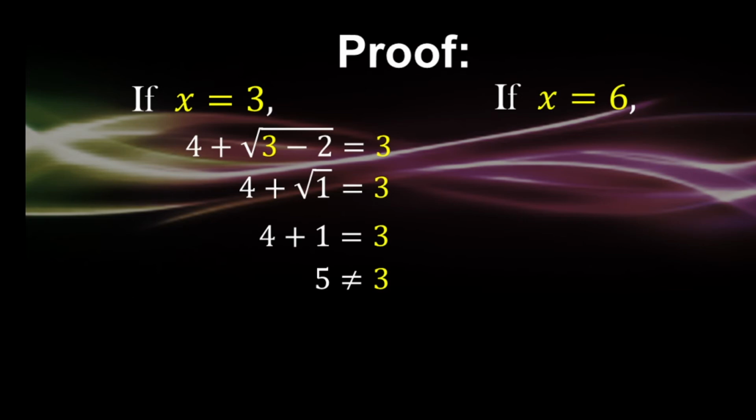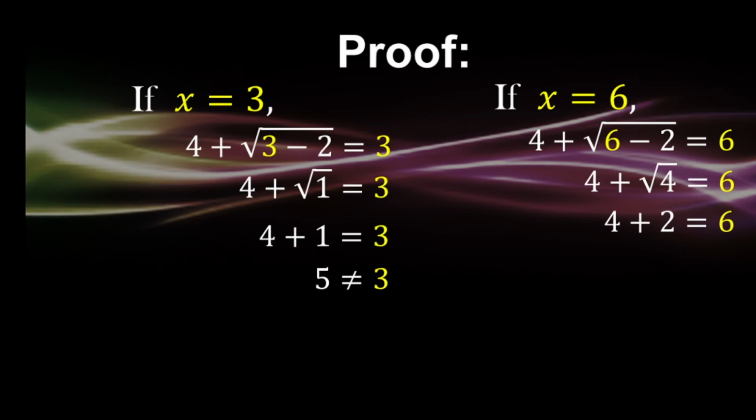Next, if x is equal to 6. So we are going to replace 6 with all the x's in the original equation. So we have 4 plus the square root of 6 minus 2 is equal to 6. Simplifying the radicand, we have 4 plus the square root of 4 is equal to 6. Therefore, we have 4 plus 2 is equal to 6, and 6 is equal to 6. That makes 6 the only solution in the given radical equation 4 plus the square root of x minus 2 is equal to x.